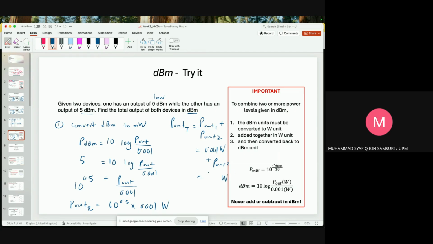3.16, this one. Final answer 3.16 milliwatt. Milliwatt times 10 to the power of negative 3.